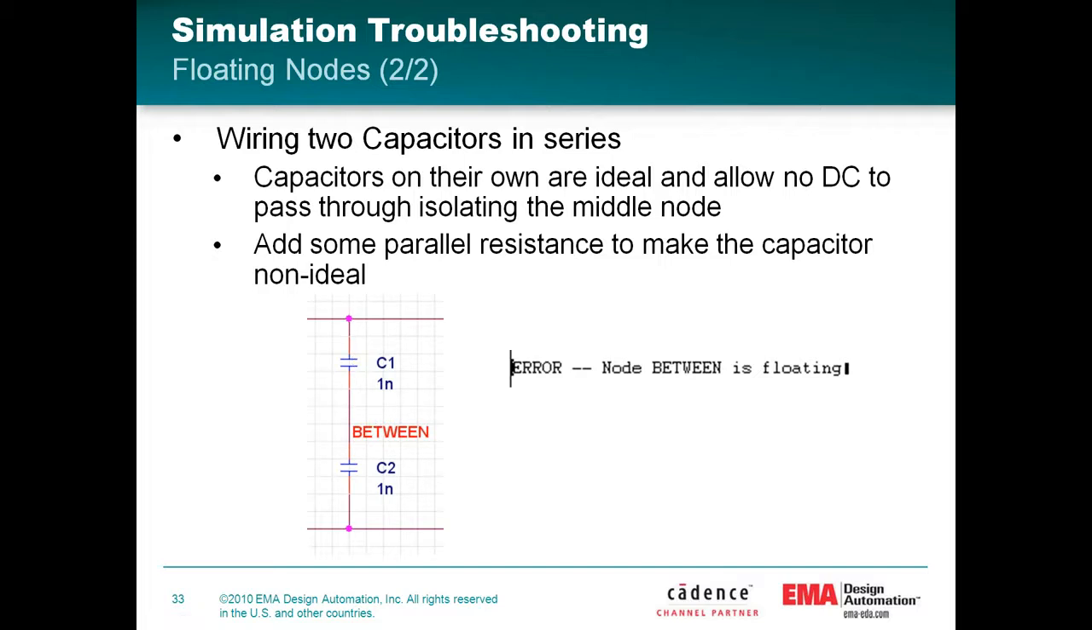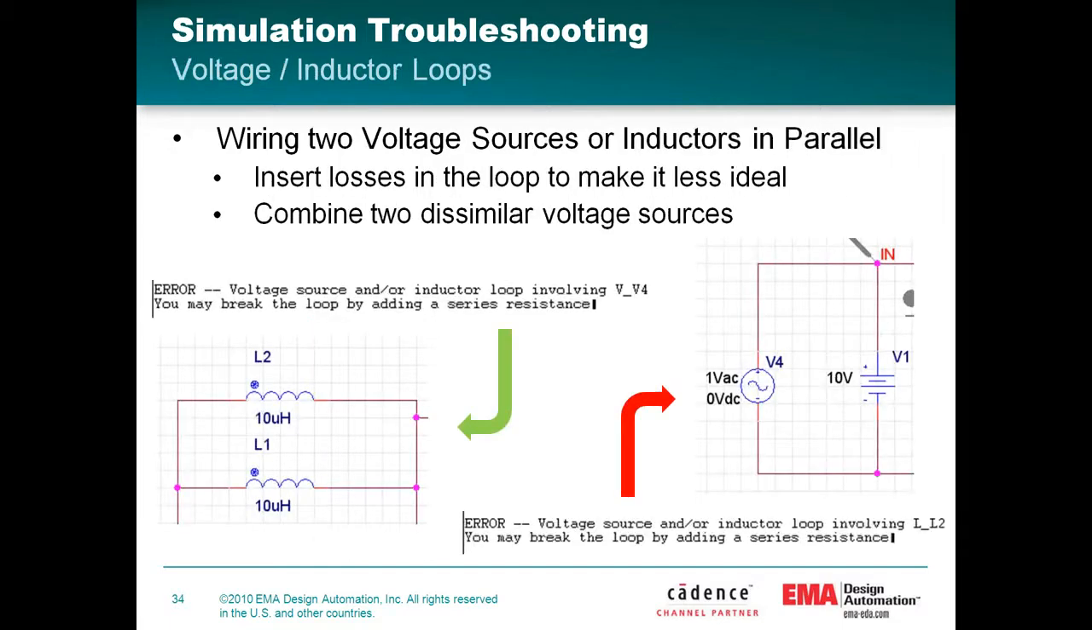Just make sure it's a large enough resistor so it won't affect the performance of your circuit. Same type of situation with parallel inductors or dual parallel voltage sources. Again, it's considered an ideal source here, so to make it less ideal, just put a series resistor in these situations. That breaks the loop and avoids the simulation issue.